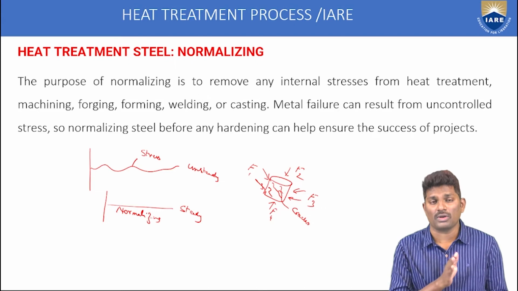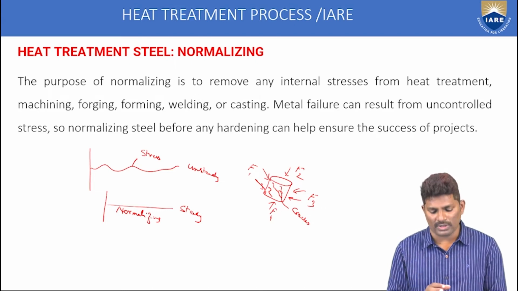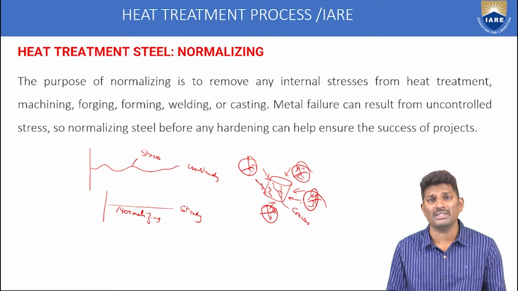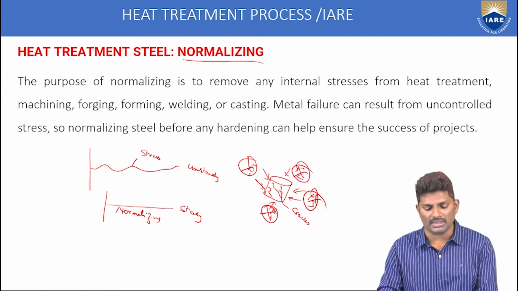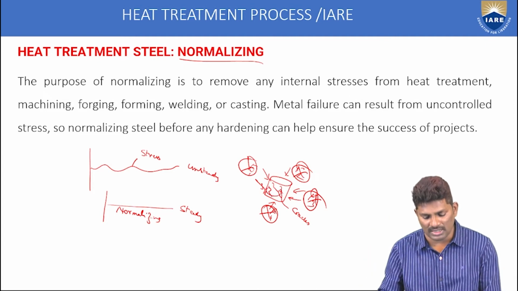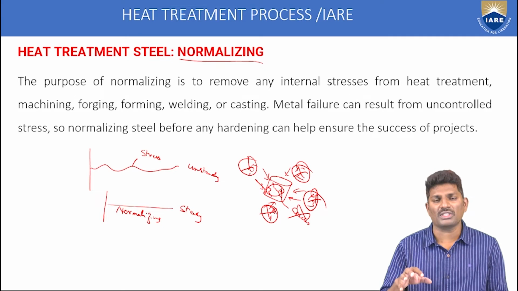Okay, so in order to control and reduce these cracks, what we are trying to do is eliminate all these stresses. How? With the help of normalizing. With the help of normalizing, we are trying to remove all these forces so that these cracks can be eliminated. This is the importance of the heat treatment process in any type of manufacturing industry.